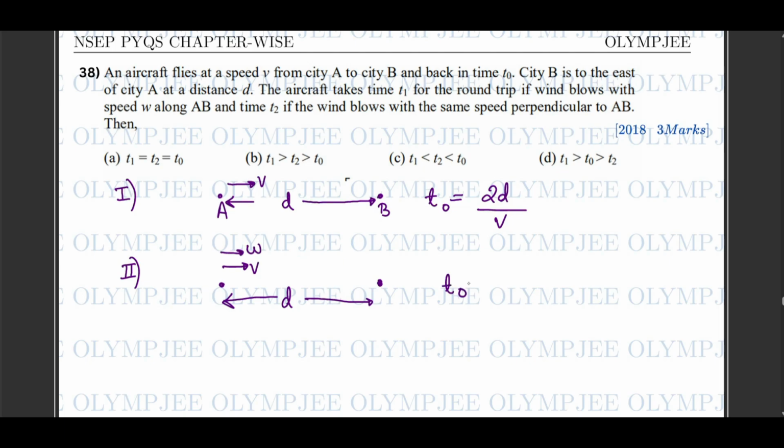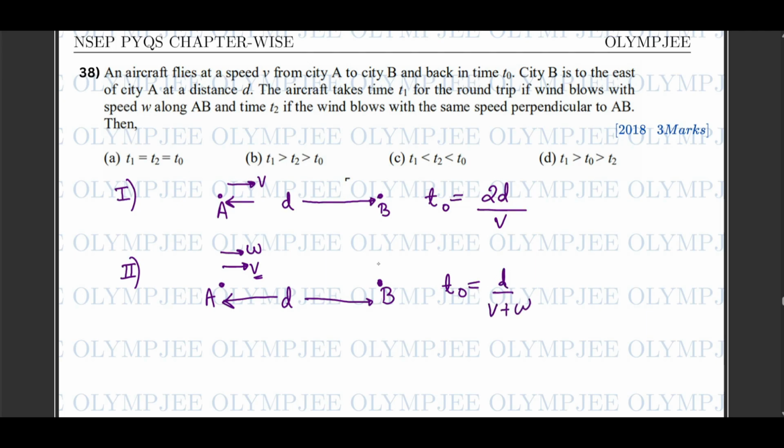So T naught will be given. When the plane is going from A to B, then the wind W is in the same direction as the speed of the plane V. So W will help V reach the point B faster. So time will be given by D divided by V plus W.